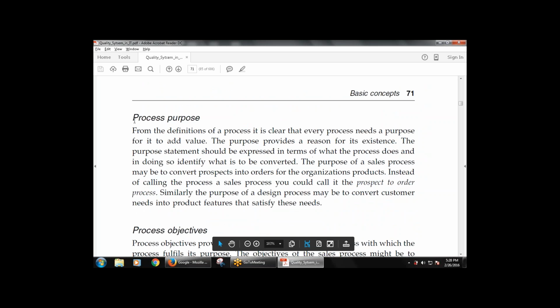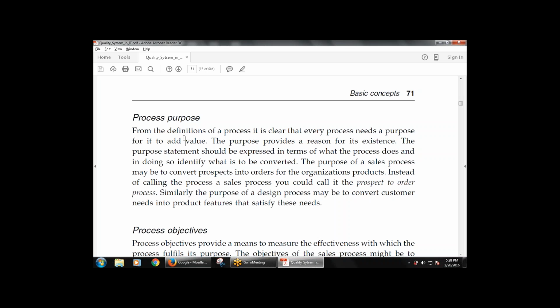Now, this is the main purpose of the process. Every process needs some purpose. If I am saying that this is a process, that process must have a reason for its existence. The purpose statement should be expressed in terms of what the person does, and in doing so, identify what is to be converted.